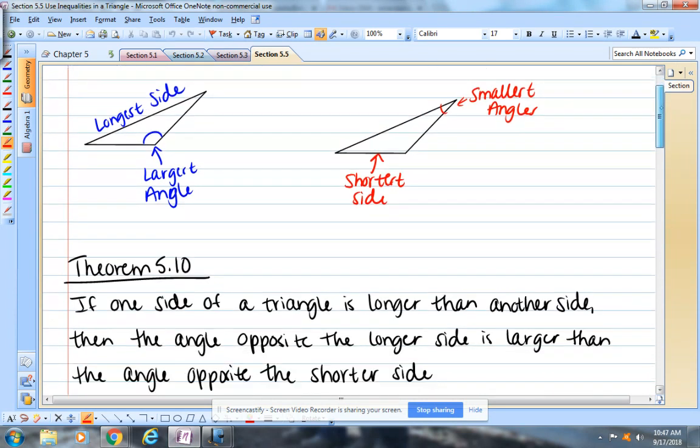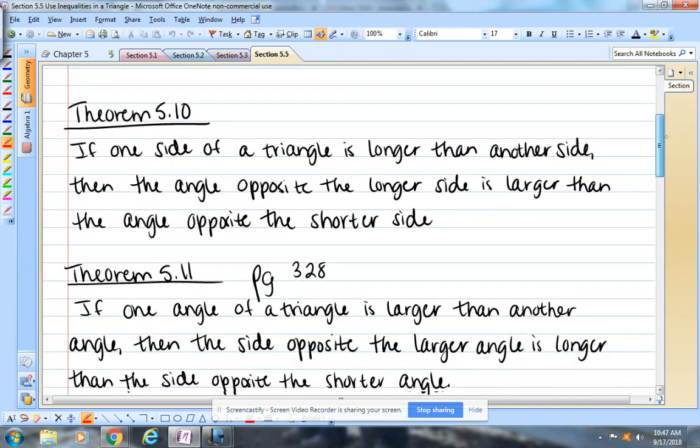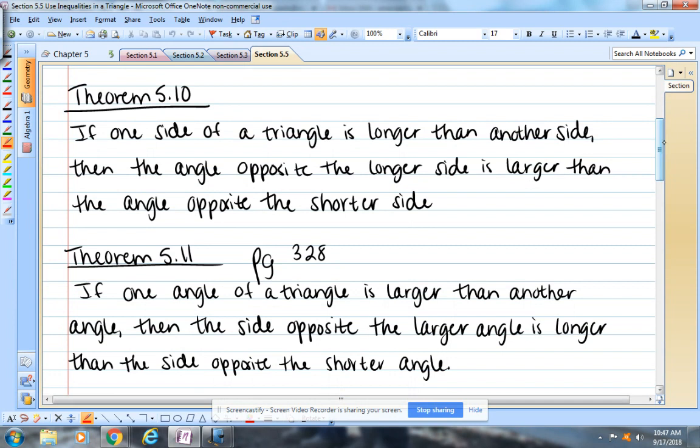All right, here's a theorem. Here's a couple theorems. It's basically what we just said.